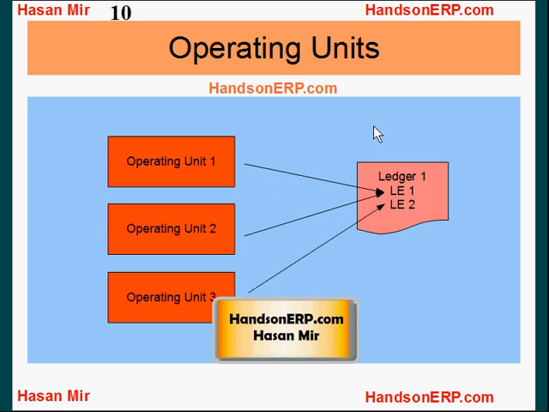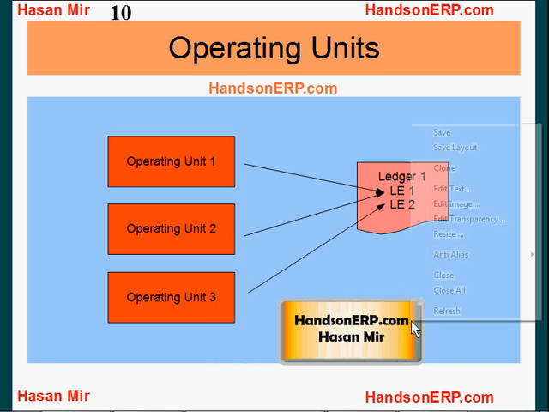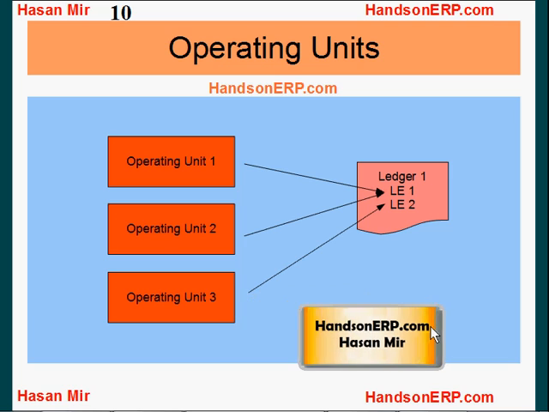Not only that, a ledger could have multiple legal entities within it. So there could be more than one operating unit serving one legal entity. And a legal entity could be one balancing segment value, or it could be multiple balancing segment values. It doesn't matter. You can have an operating unit serving one legal entity, or you can have two operating units, meaning multiple operating units serving the same legal entity.